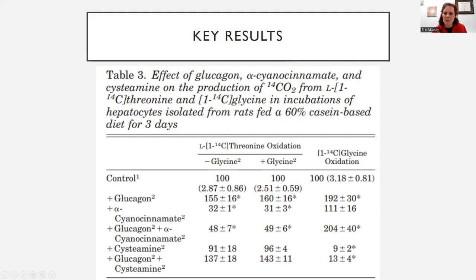Alpha cyanosinamide specifically did not affect glycine oxidation, but did depress threonine oxidation. While the opposite was true with cysteamine. It reduced glycine oxidation to less than the control level, but threonine oxidation was not impacted. So they work the reverse. Again, we see that across substrates tested, the presence of glucagon significantly affected oxidation rates.